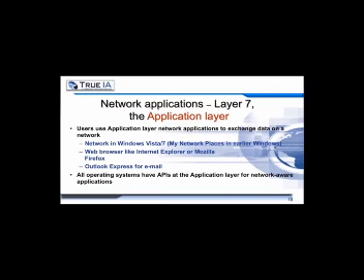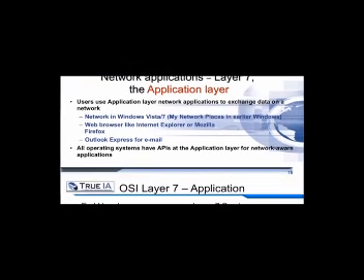And finally, layer 7, the application layer protocol. Users use the application layer network application to exchange data on the network. This is where, for instance, Windows Vista and Windows 7 live. Web browsers and Outlook all live in the application layer. It is the layer that is interacted with by the users.